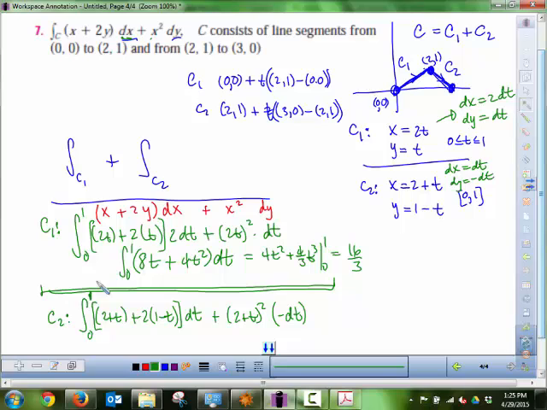Okay, now I don't feel like doing this, so you just, whatever you get here, you add it to this, and then that's your total integral.